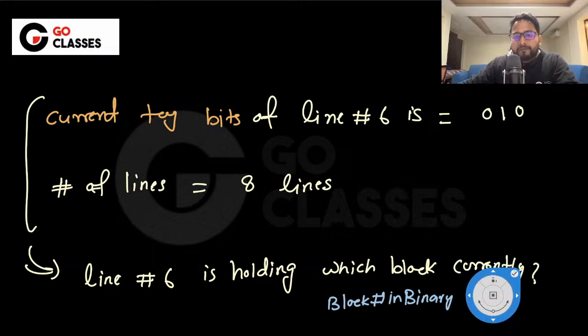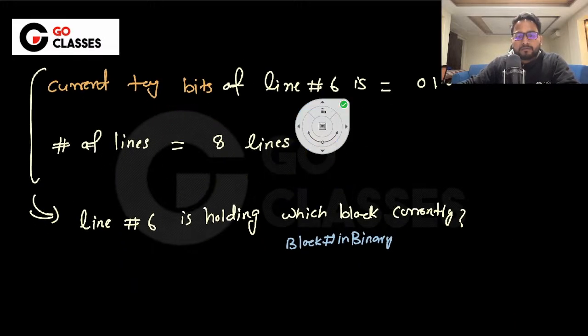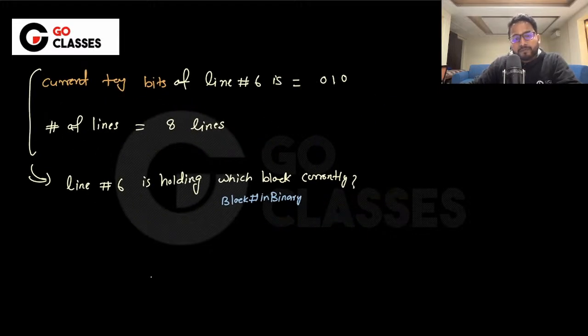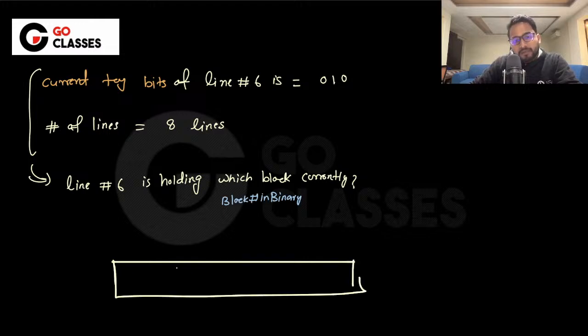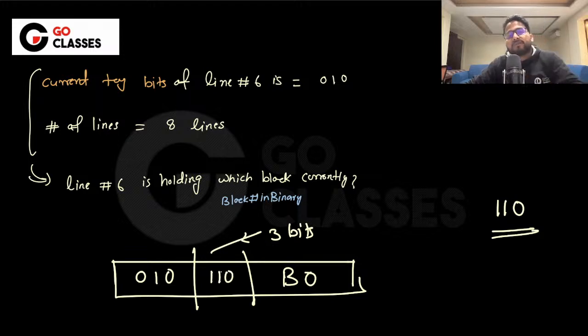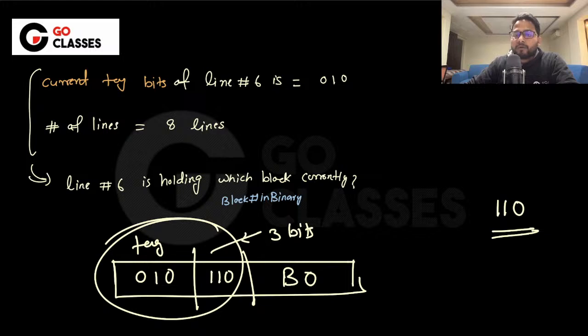See, let me just solve this question. See what is happening here. The number of lines is 8, right? Which means 3 bits are reserved for the line. This is the block offset, let's not worry about it, even if they give some information. Now the tag is also given to us, which is 010. The line number is also given to us, which is 6. 6 means these are the 3 bits reserved for the line, right? So 6 is 4 plus 2, which is 110. This is the tag, and this is the line number. So the block number is 010110. Is this understood by everyone or not? Okay, I think most of you guys have given the correct answer.